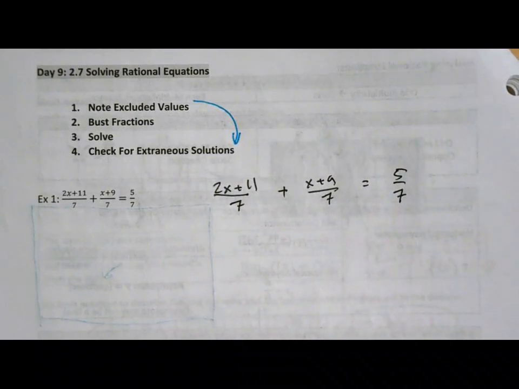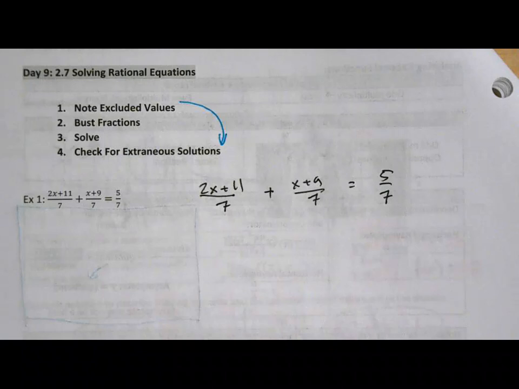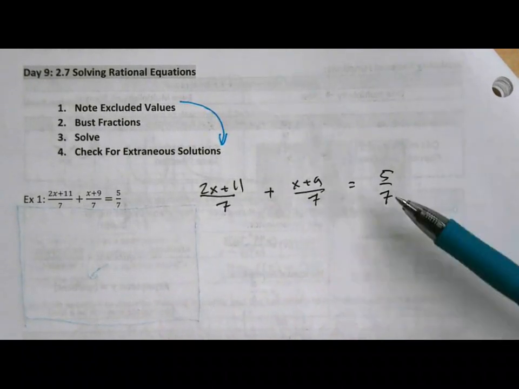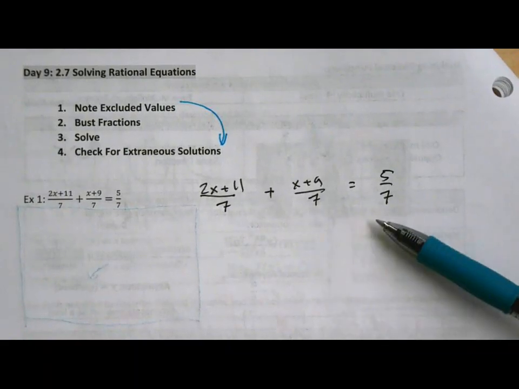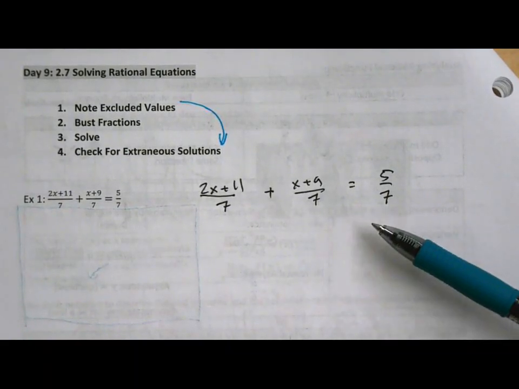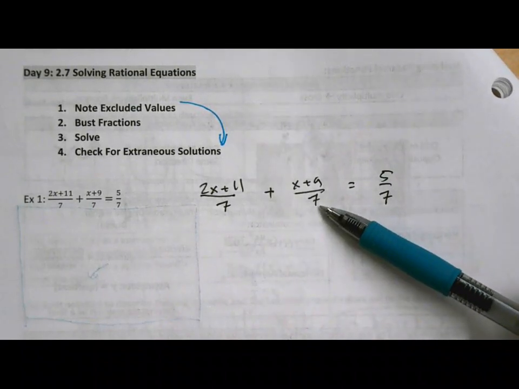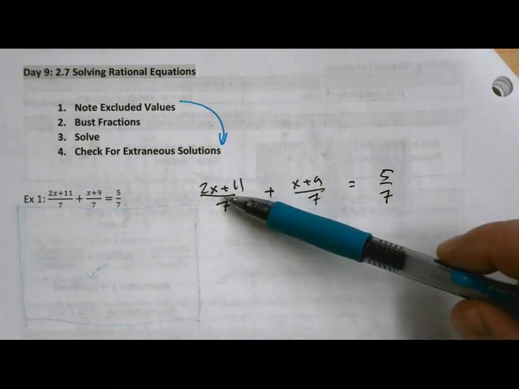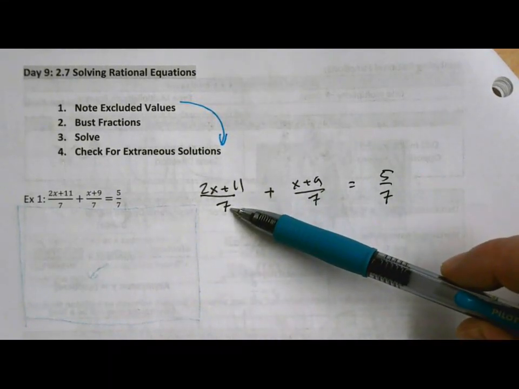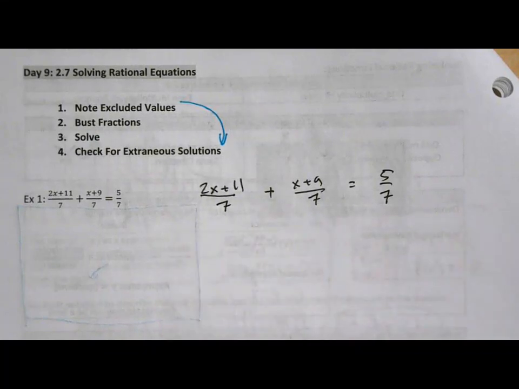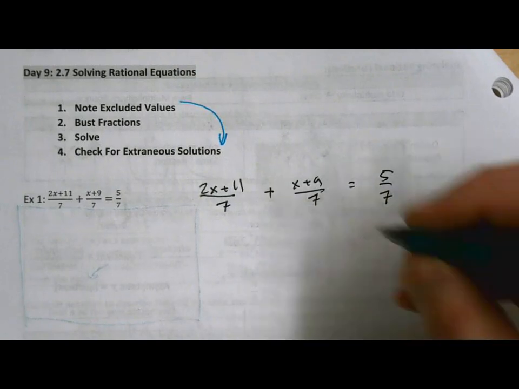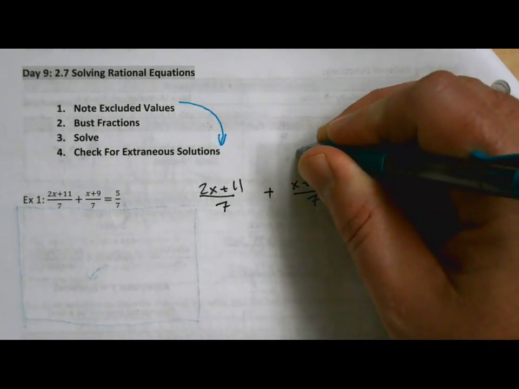So step one is to look for excluded values. Excluded values would be values of x that cannot go into this equation. And I'm not talking about go into it and make it true. I just mean they absolutely cannot go in there. I would say there are none because I don't see any fractions that could potentially end up with a 0 on the bottom. I don't see any radicals that could potentially have a negative inside. So there are no excluded values for this equation.